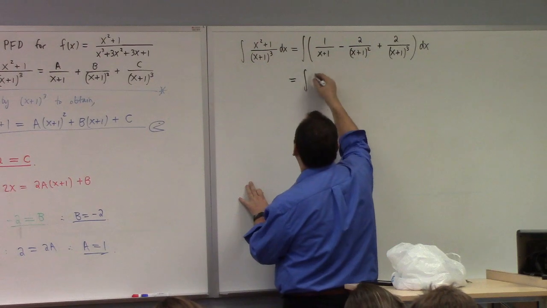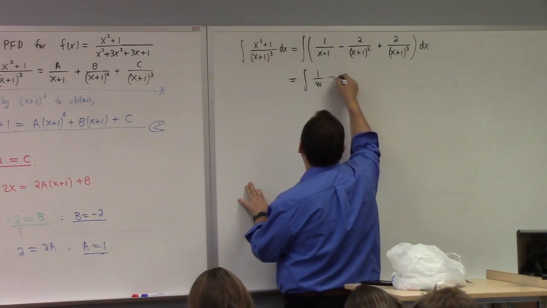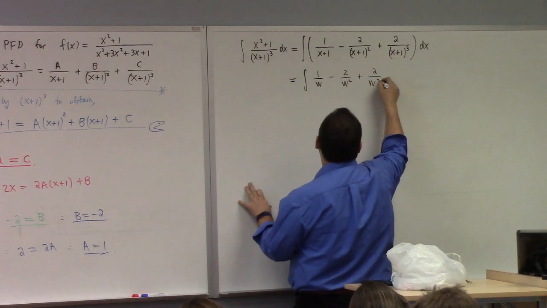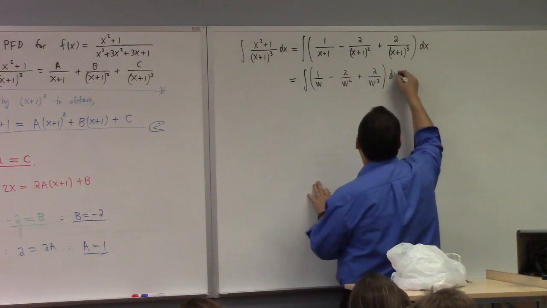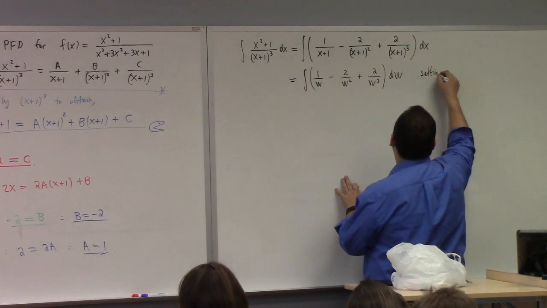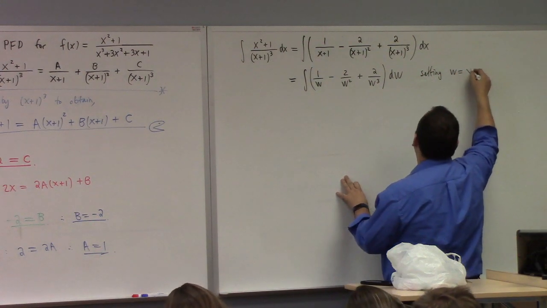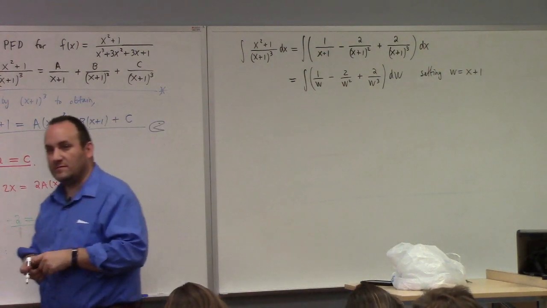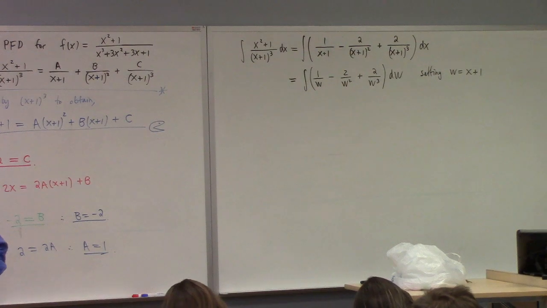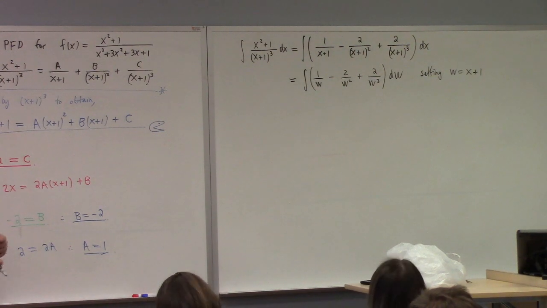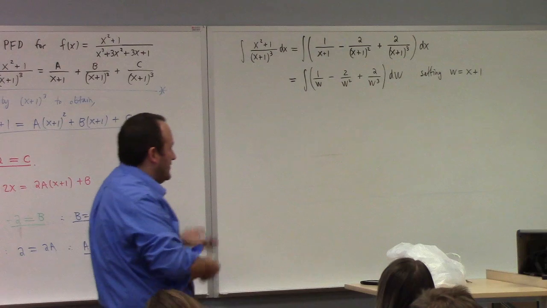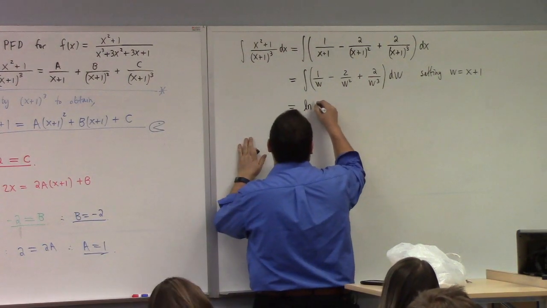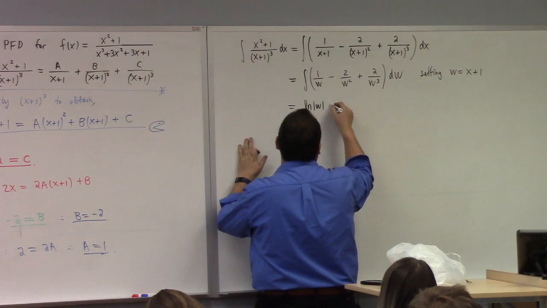So this is going to be the integral of 1 over w minus 2 over w squared plus 2 over w cubed dw, setting w equal to x plus 1, right? Because dw is equal to dx. I haven't put this step down before, and I'm not sure it absolutely needs to be written in this class, but there it is. And so what I got is natural log the absolute value of w minus what?